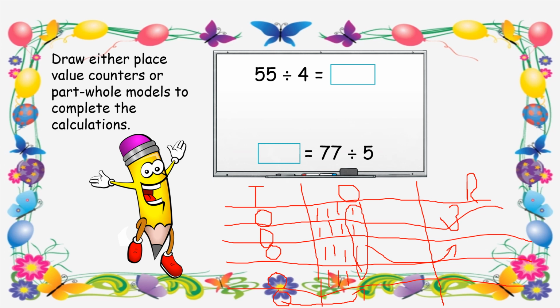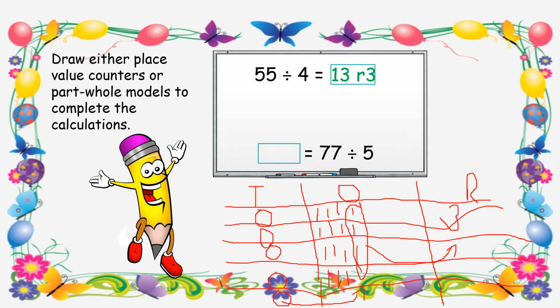Now I'm going to see that on each row I have 10, 11, 12, 13, 10, 11, 12, 13, 10, 11, 12, 13, 10, 11, 12, 13. So I know that 55 divided by 4 is 13, remainder 3. I hope this is clear, everyone.